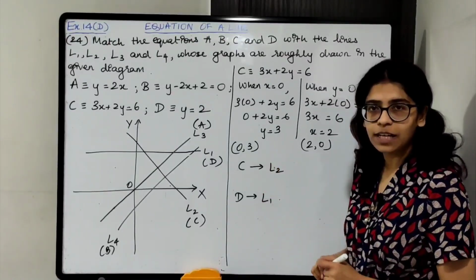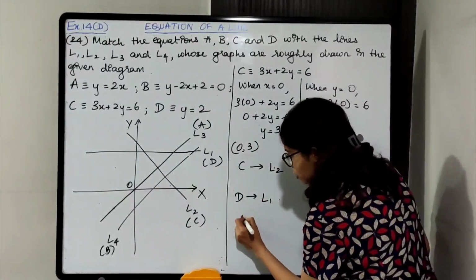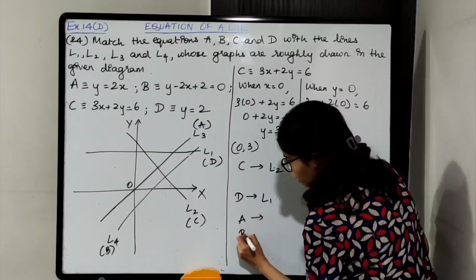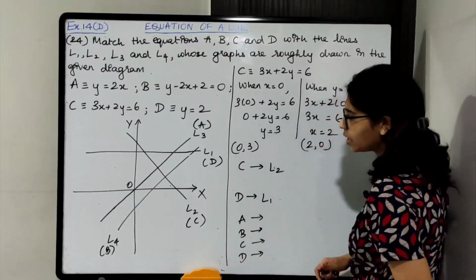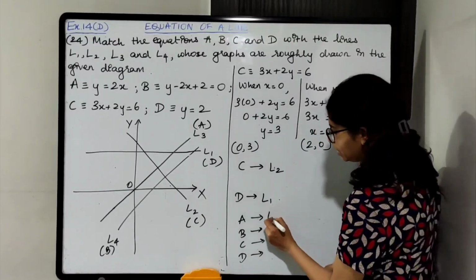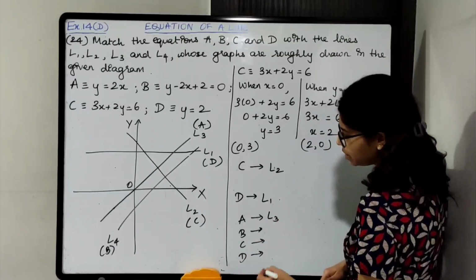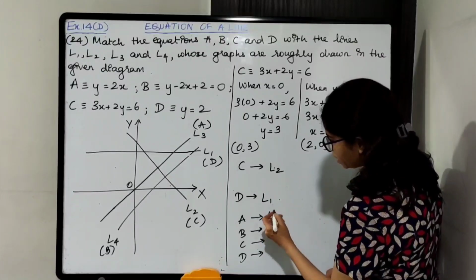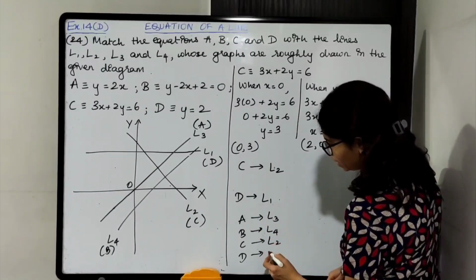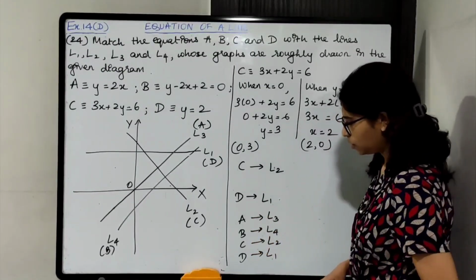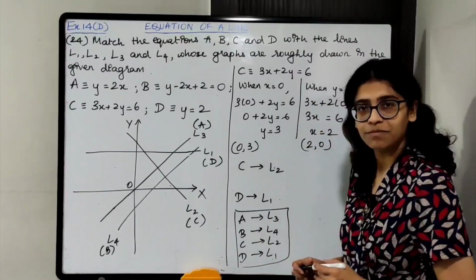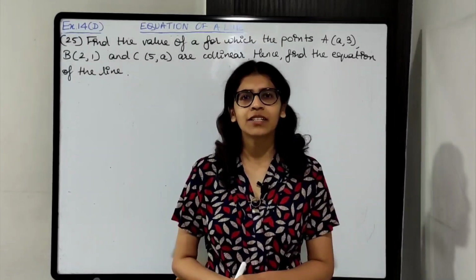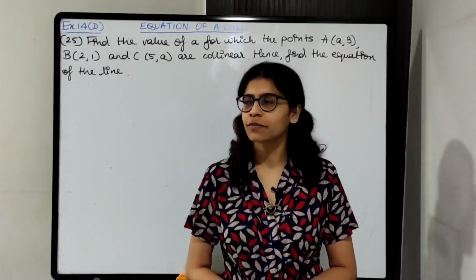So we got all the values. Now in the end just write down all together. A है L3, B is L4, C is L2 and D is L1. Okay, box it. Okay, next question, question number 25.